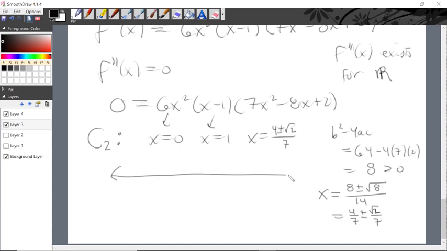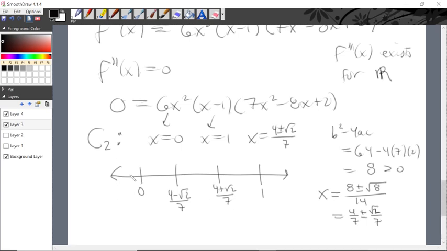So if we break up the number line over these quantities, we have x equal to 0, we have 1. Root 2 is about 1.4. So 4 plus 1.4 is about 5.4, which is less than 7. So this 4 plus root 2 over 7 is less than 1. 4 minus root 2 is about 2.6. So 2.6 over 7 is also less than 1. So we have 4 minus root 2 over 7, and we have 4 plus root 2 over 7.